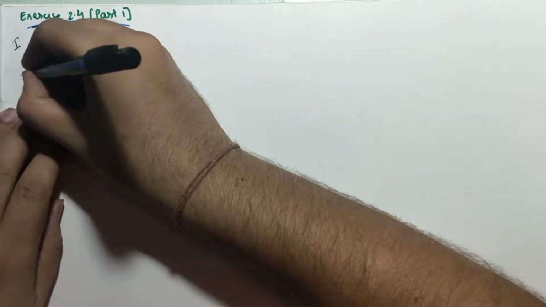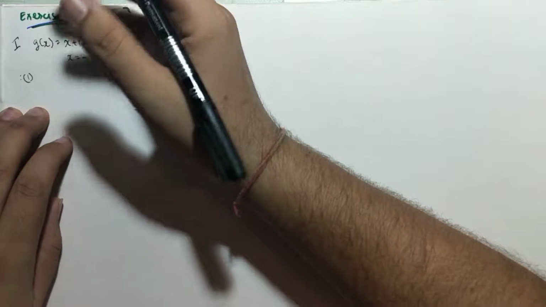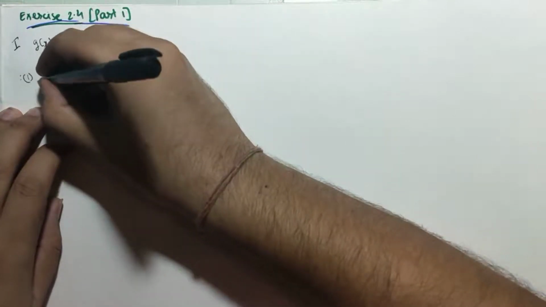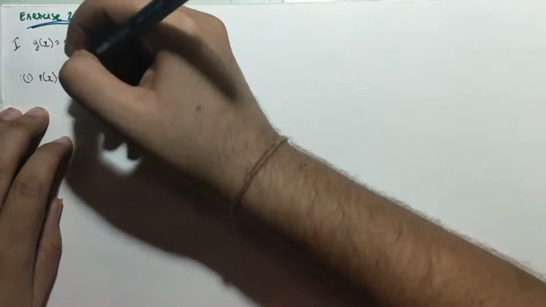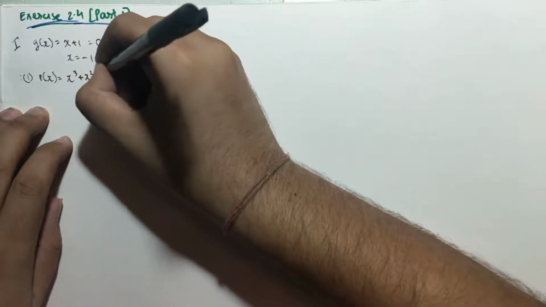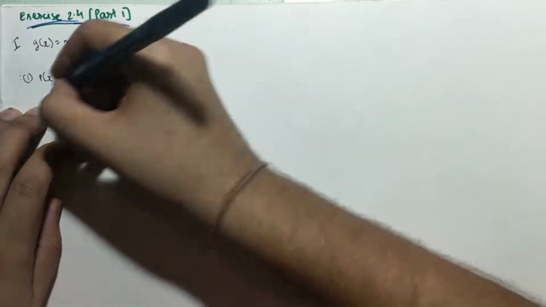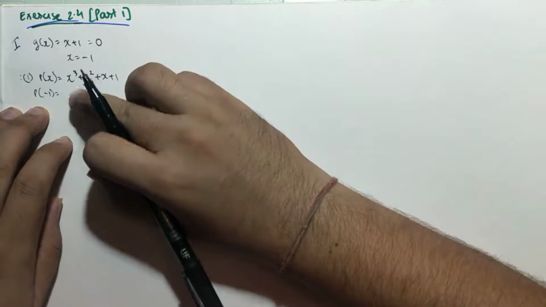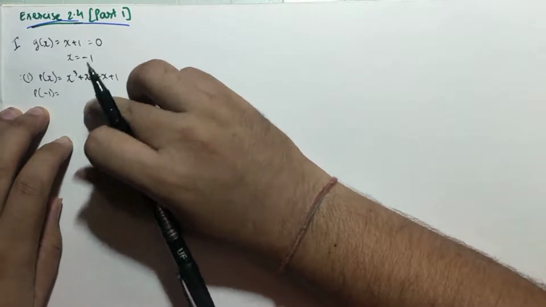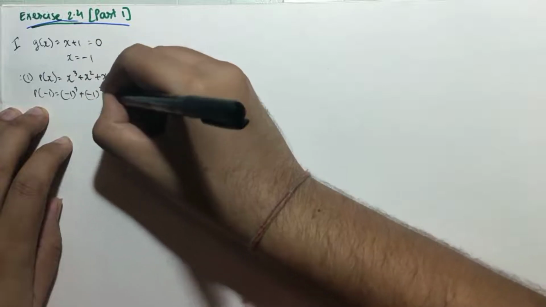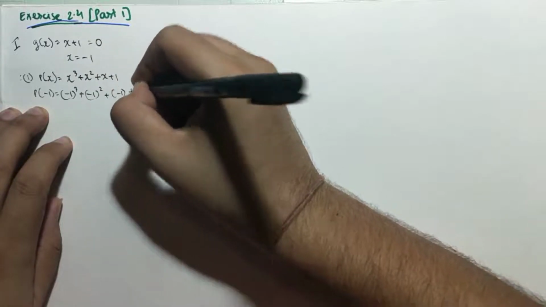So the first is, see, there are 4, I'll be doing only 2, first and fourth. The remaining two are homework for you. In the first, p of x is given to us as x cube plus x square plus x plus 1. So p of minus 1, see, to find whether it's a factor or not, we have to substitute the value of x in this. Minus 1 cube plus minus 1 square plus minus 1 plus 1.